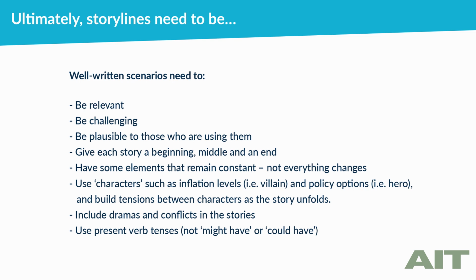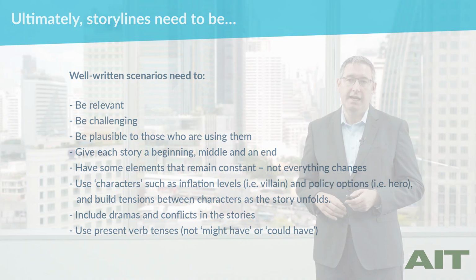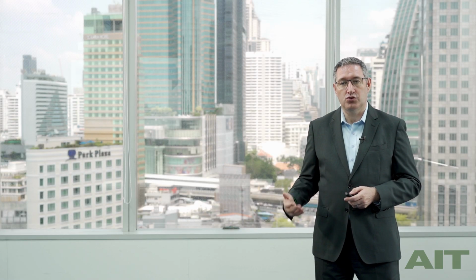Try and make sure you use some characters in a storyline. There might be a villain, a bad person in that story. Could be a hero, right? But you want to build tensions as these characters and storylines develop. You want to have dramas, conflicts, events, okay? And then you want to use the right type of verb. You don't use words like this might happen or this could happen. You say this did happen, this is happening when you write that particular storyline, okay? So these are some of the hints that the experts give in developing storylines.